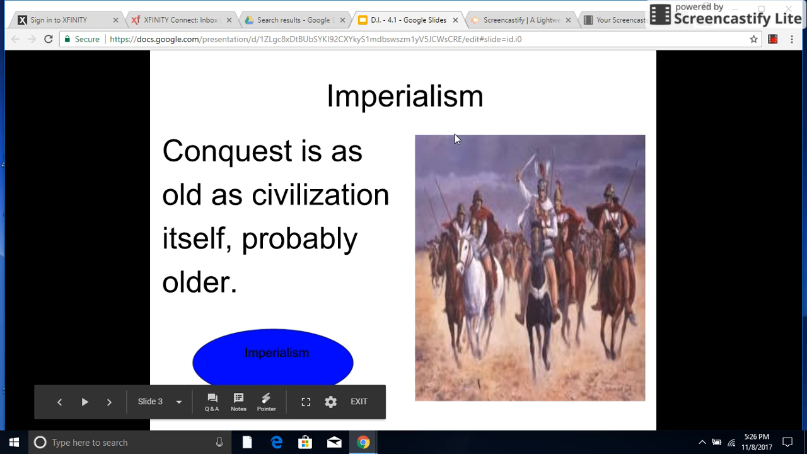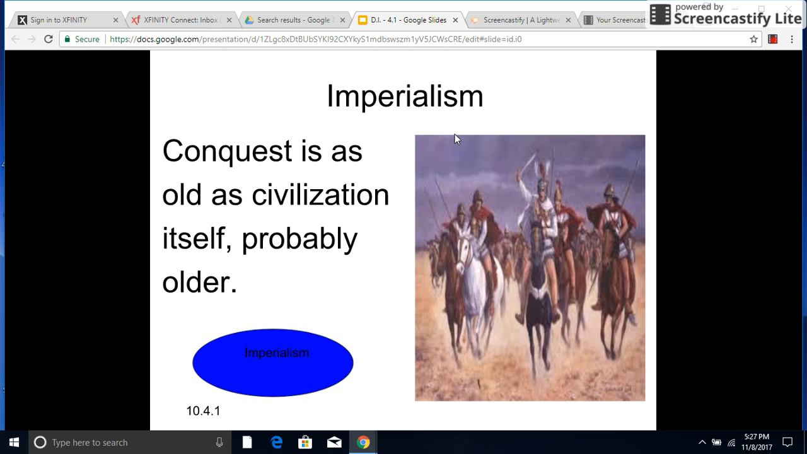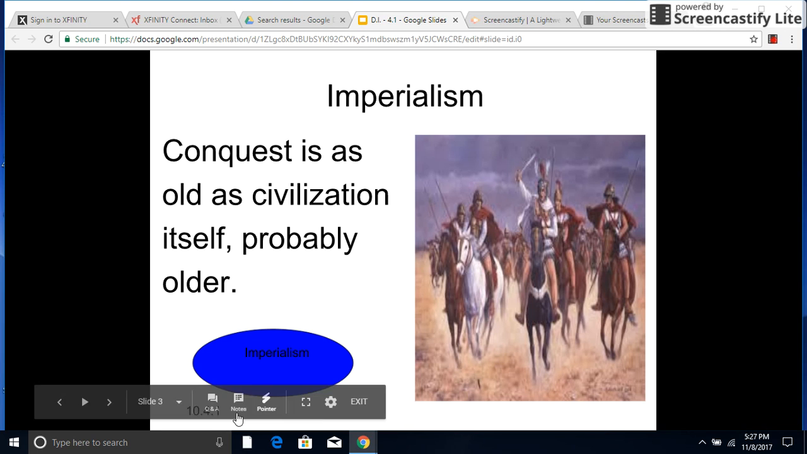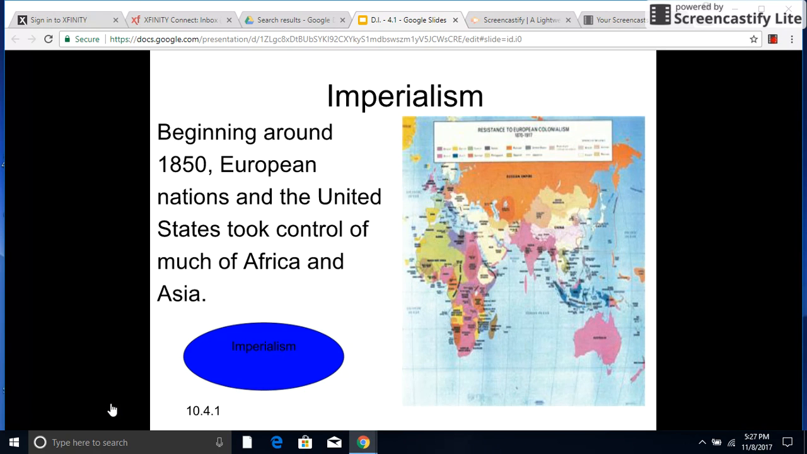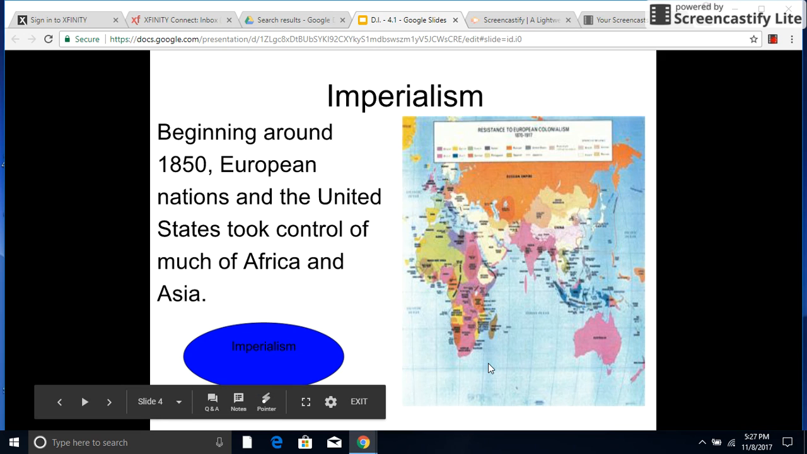First heading is imperialism. Conquest is as old as civilization itself, probably older, going back to ancient times, maybe even prehistoric times. Beginning around 1850, European nations and the United States took control of much of Africa and Asia. And here's a map of the world showing who controlled what during that period of time. We'll talk more about that later.